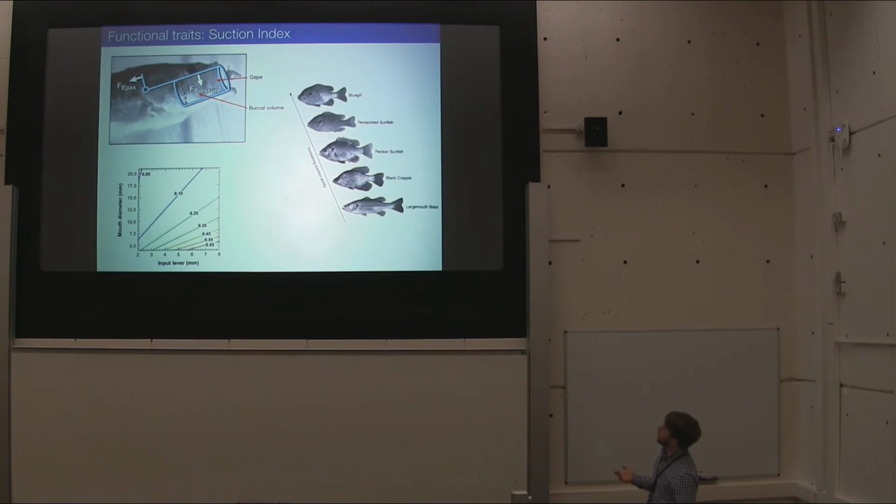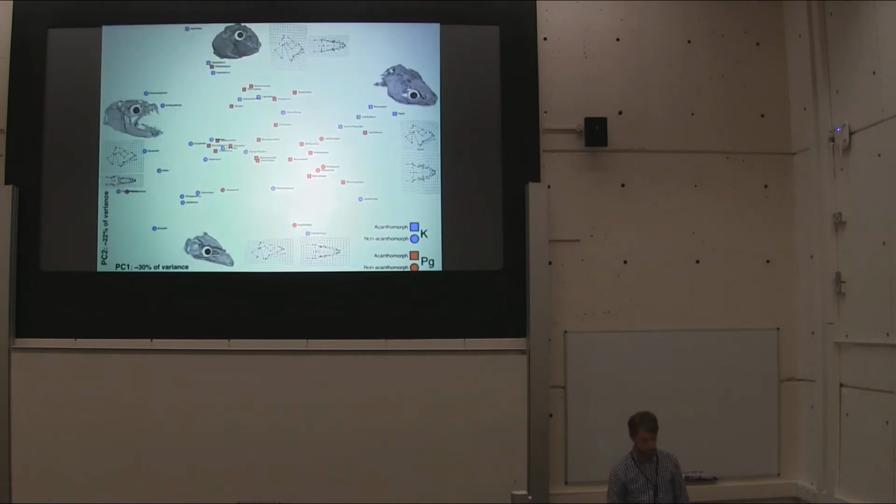Having said that, people have noted that there's often a general trend in the overall shape of the body from these sorts of more broad-headed, long-faced forms with large gapes, all the way up to the more deep-bodied, laterally compressed forms with small gapes, going from low to high suction feeding generation capacity. So moving on now to the results.